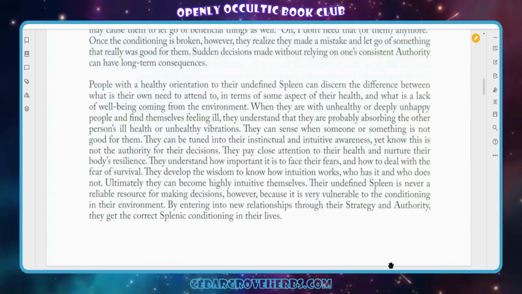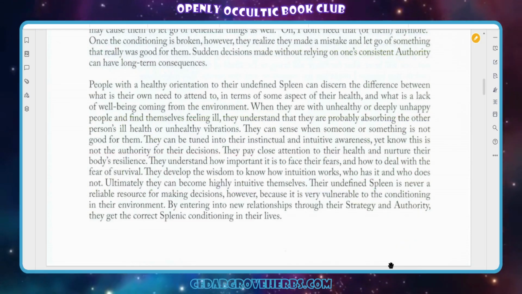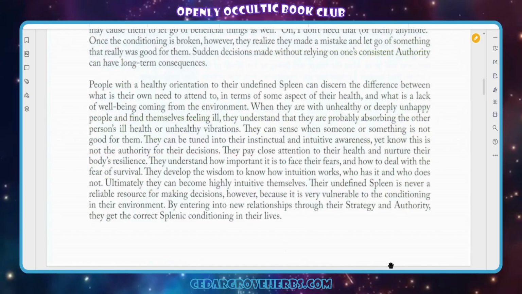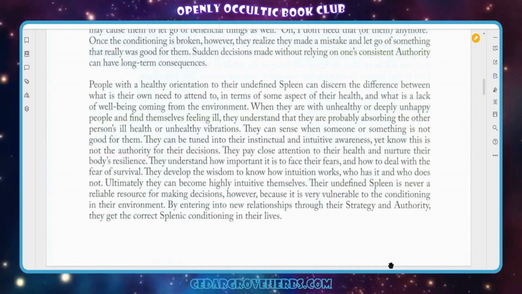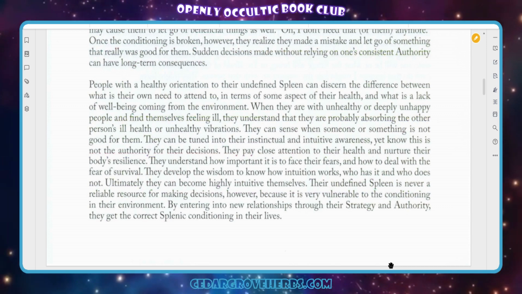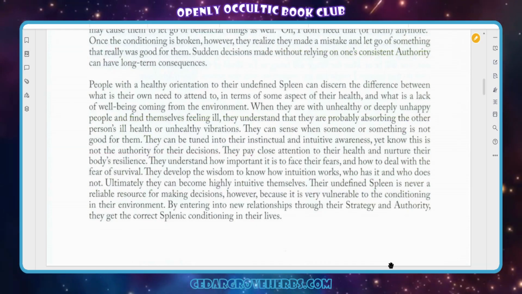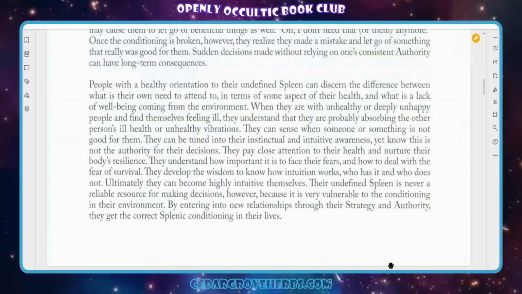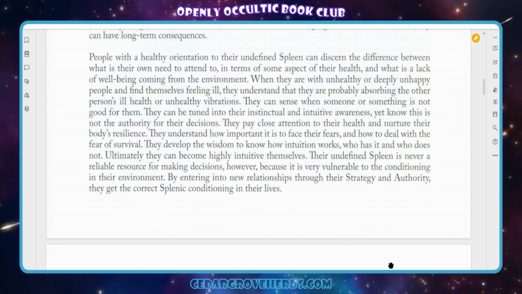They can be tuned into their instinctual and intuitive awareness, yet know that this is not the authority for their decisions. They pay close attention to their health and nurture their body's resilience. They understand how important it is to face their fears and how to deal with the fear of survival. They develop the wisdom to know how intuition works, who has it, and who does not. Ultimately, they can become highly intuitive themselves. Their undefined spleen is never a reliable resource for making decisions, however, because it is very vulnerable to the conditioning in their environment. By entering into new relationships through their strategy and authority, they get the correct splenic conditioning in their lives.